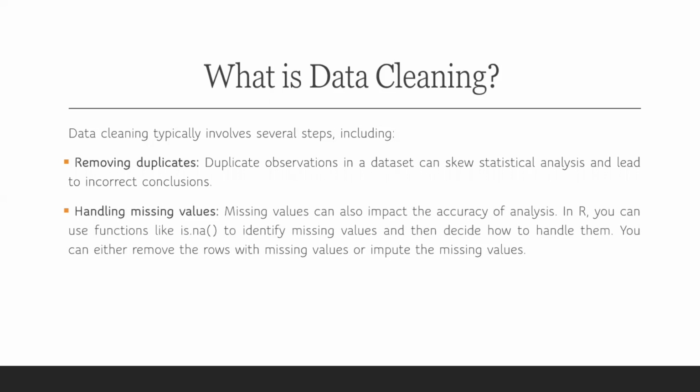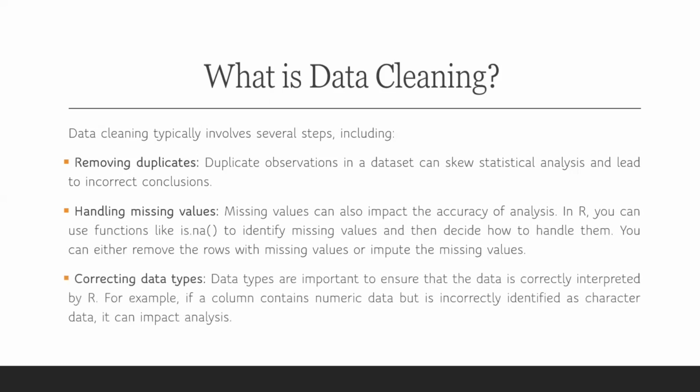In R, you can use functions like is.na to identify missing values and then decide how to handle them. You can either remove the rows with the missing values, or you can replace the missing value with another value that is present in the variable or your feature, like you can replace the missing values with the mode or the median value.